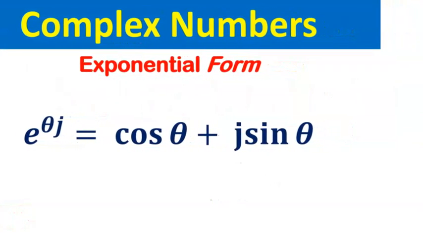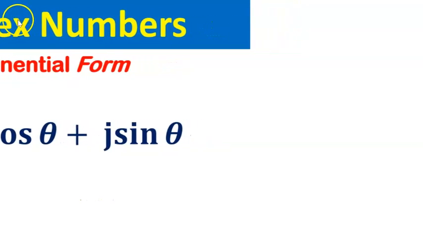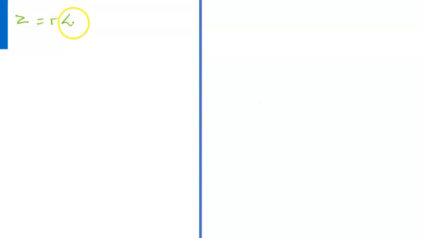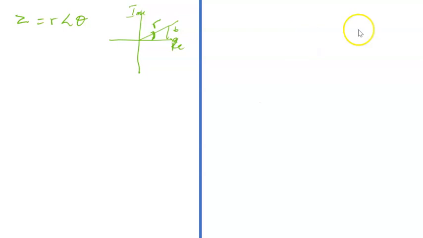In our last lesson, we saw how to express complex numbers in polar form. We said that Z is equal to R angle theta, where theta is an angle, and I used the Argand diagram to explain these concepts. We marked B as the imaginary part, A as the real part, R, and we marked theta as our angle in the first quadrant.